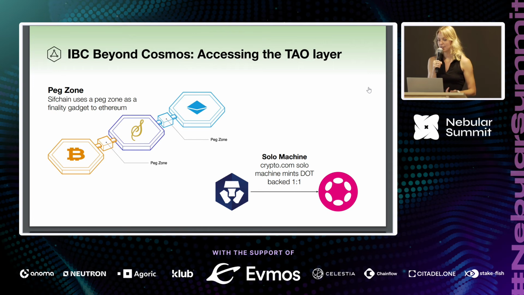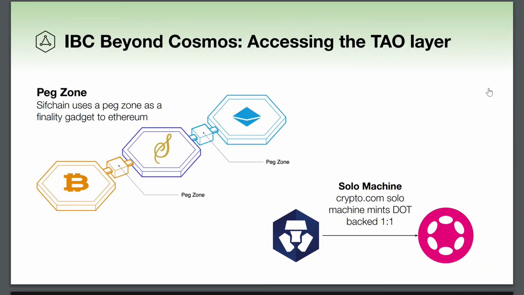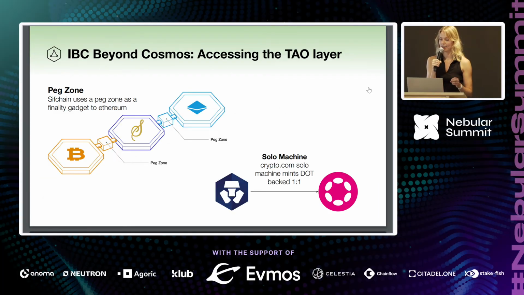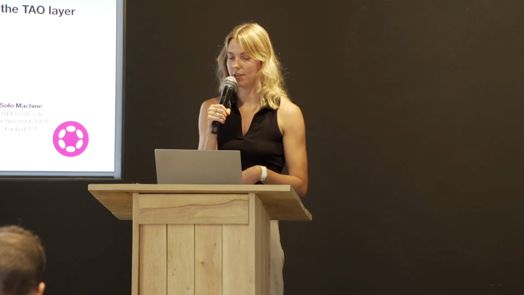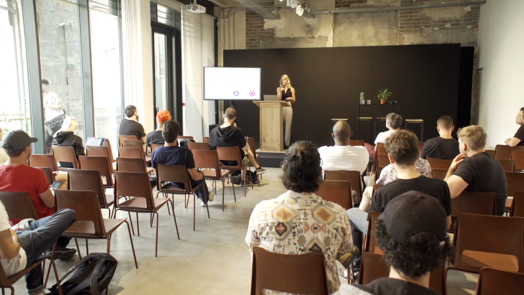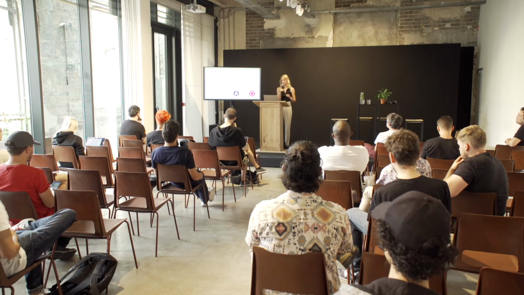And then the solo machine case is just another way to verify a state, but it's using key value pair signing. Crypto.com uses this to mint DOT. They're a custodial chain, and they buy DOT themselves, and then they use an IBC solo machine to mint DOT that can then be used on their Cosmos SDK chain.